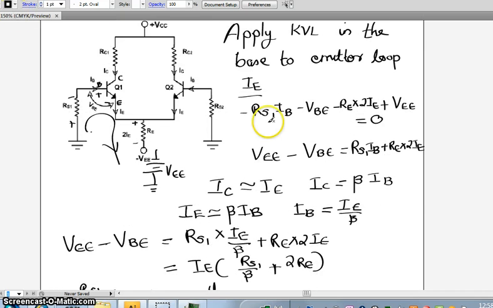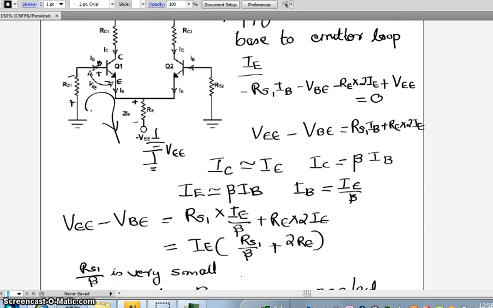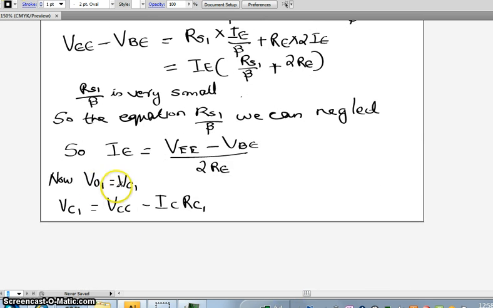Now for getting the value of VC, the V output at this point, that means VC1, the collector of transistor 1. VC1 is VCC minus ICRC. If I apply KVL in this direction, I can directly write it as VCC minus ICRC1. So we get VO1, which is equal to VC1 or VC. VC1 is equal to VCC minus ICRC1.